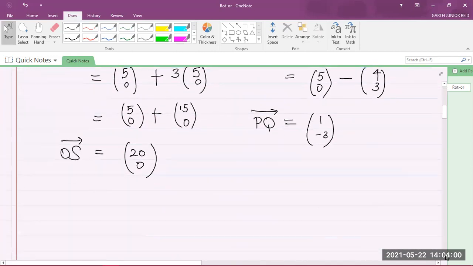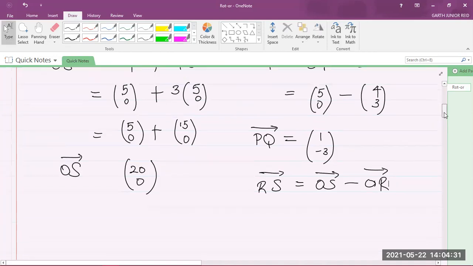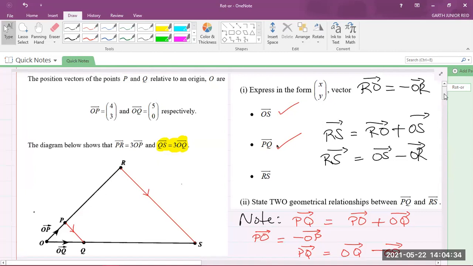Let's write that down here. All right? So we're going to say that the vector RS is going to be equal to the vector OS minus the vector OR. Now we already know what the vector OS is. We have calculated that already. But what is the vector OR? That is the question.